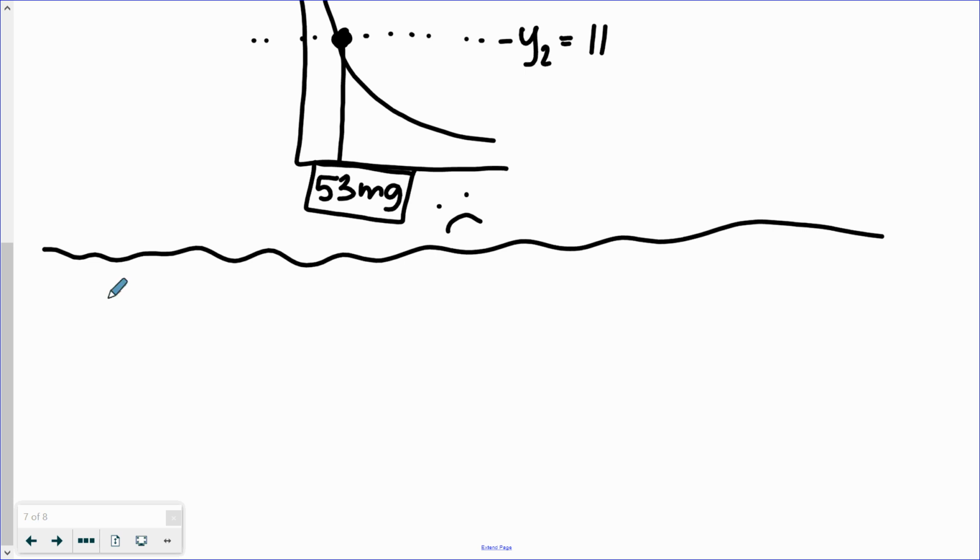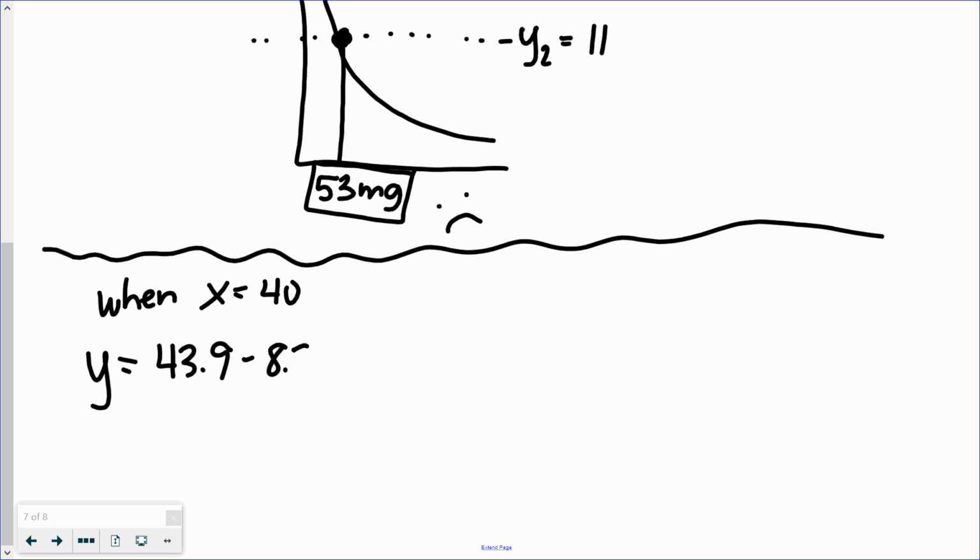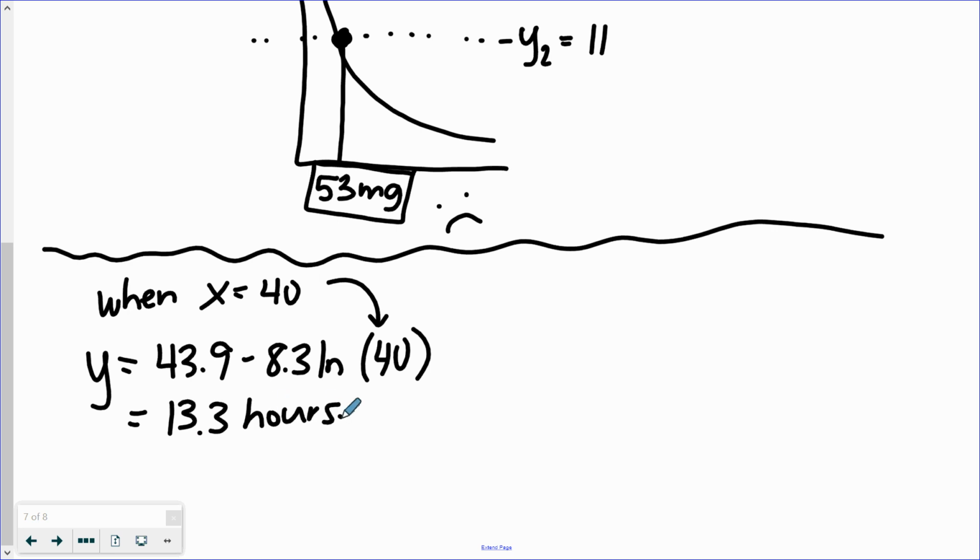So again, we're looking for when x is equal to 40. What amount of time are we looking at? So y equals 43.9 minus 8.3 times the ln of 40. Again, we're substituting in x equals 40 because she wants her x value, if we look at the chart, which is the amount of caffeine, equal to 40 or less. And so that gets us 13.3 hours.